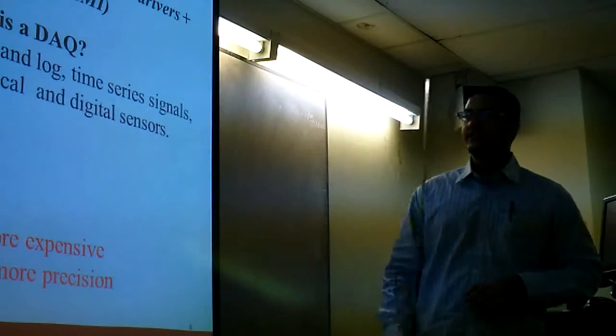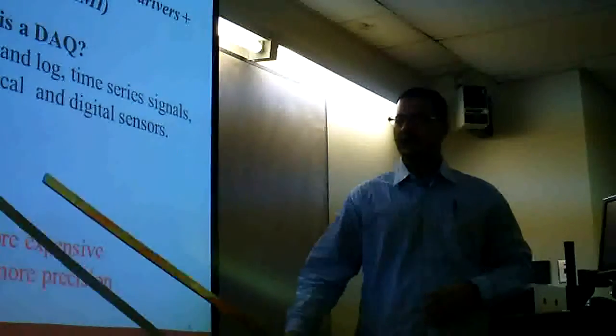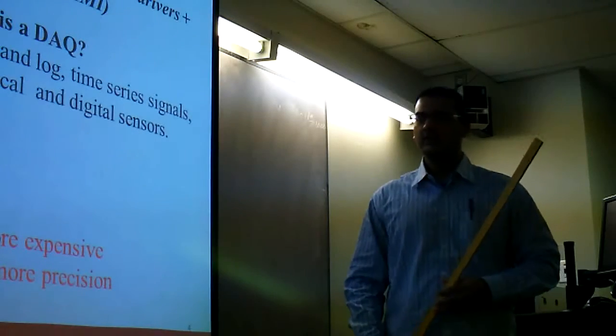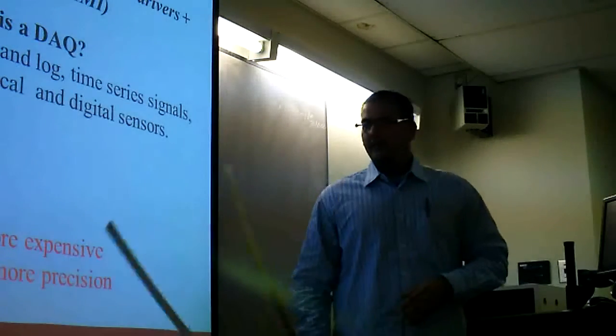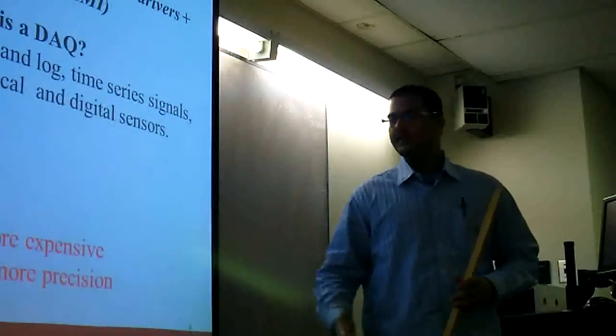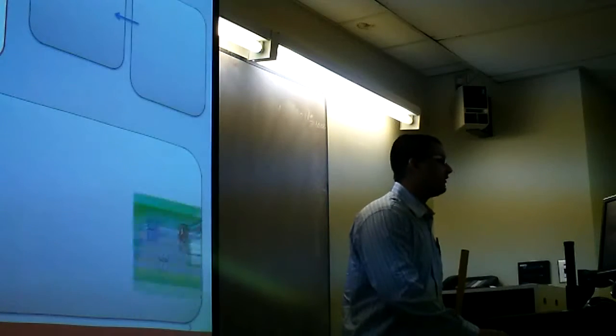A few of the features of a data acquisition card are: it has analog and digital inputs, it has a communication port, and it samples the data at a certain sampling rate. The faster the sampling rate, the more expensive the cards are. It has resolution bits, more bits for more precision, and it should have a USB interface.